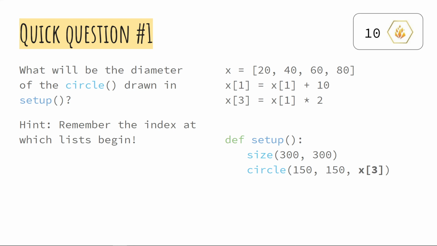So for clarity, the code that we have is x equals 20, 40, 60, 80 as a list. We say x at 1 is equal to x at 1 plus 10. X at 3 is x at 1 times 2. Then in setup, we draw a circle at 150, 150 with a diameter of x at 3.